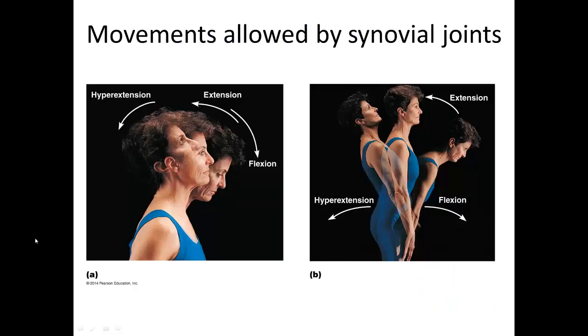Some movements allowed by synovial joints, if we look at the sagittal plane, we have flexion and extension. Flexion is when the angle between two adjacent segments decreases. And so in this case, we're moving our head forward, so it's decreasing the angle between the head segment and the trunk segment. And extension is when the angle increases between two adjacent segments. And so if we continue extension back past the anatomical position, we go into what is known as hyperextension. So it's essentially extension past the neutral or anatomical position.